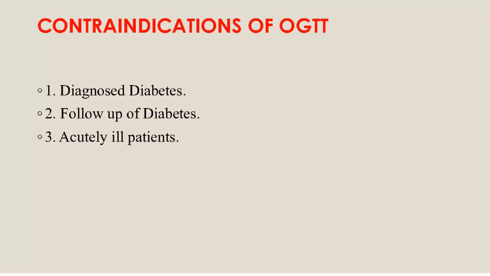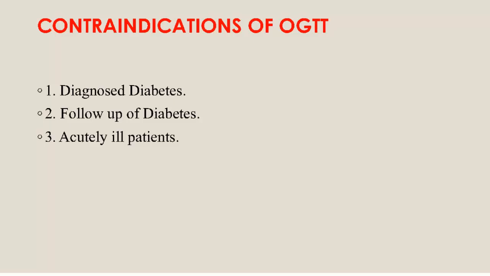Now the next contraindication is an acutely ill patient. Why is it contraindicated in an acutely ill patient? Because in an acutely ill patient, all the stress hormones are acting and all the stress hormones are diabetogenic. They can increase the blood glucose level. For this reason, the OGTT is contraindicated here.